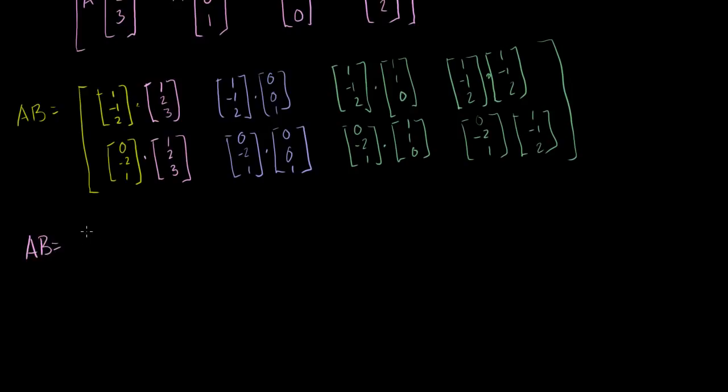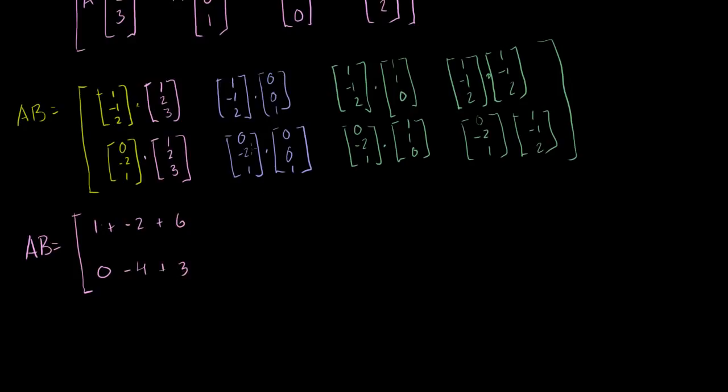AB is equal to, we draw the matrix right there. So what's the dot product of these two things? It's 1 times 1. I'll just write 1 times 1 is 1, plus minus 1 times 2, so minus 2, plus 2 times 3, plus 6. Now we'll do this term right here. 0 times 1 is 0, plus minus 2 times 2, so that's minus 4, plus 1 times 3, plus 3.